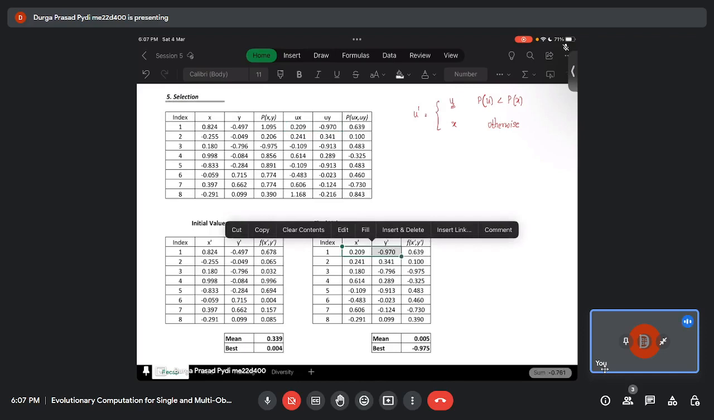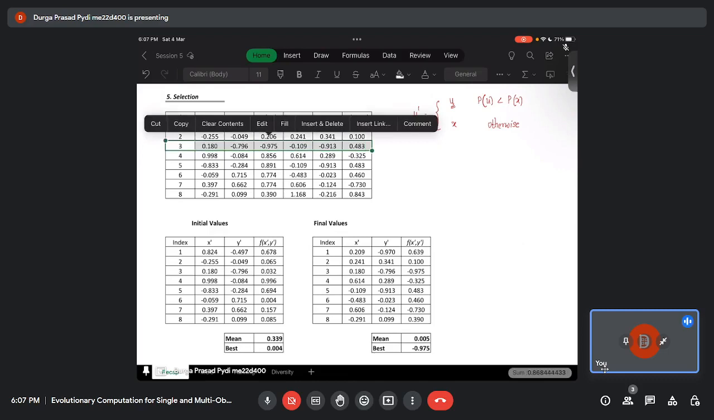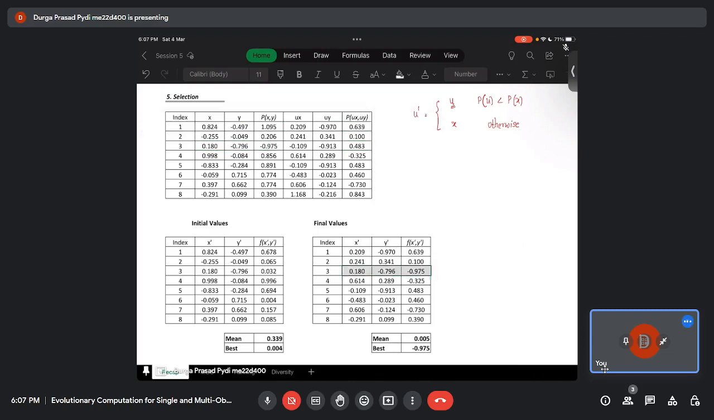Now let us see the third case. In this case, the original vector has a value of minus 0.975. The new vector has a value of 0.483. So I will be choosing the lower one. So I should be having this in my solution. That is what we have in the third solution.